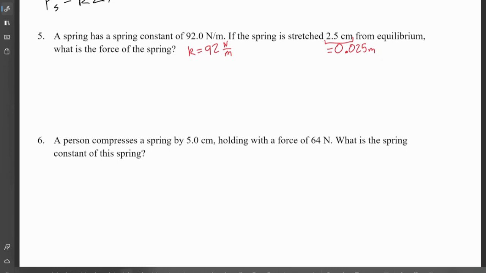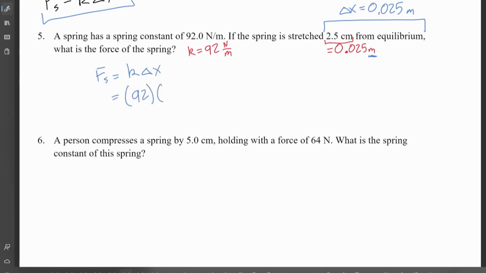All right, this whole phrase right here, 2.5 centimeters from equilibrium. This "from equilibrium" tells us that this is delta x. So delta x equals, and right, we always need meters, so we converted this to 0.025 meters. Well, we've got our relationship right here. Force of the spring equals k delta x, which means force of a spring, plug in k, 92. Plug in delta x, 0.025.